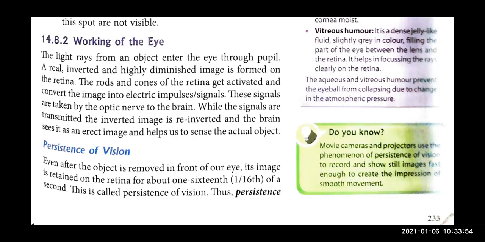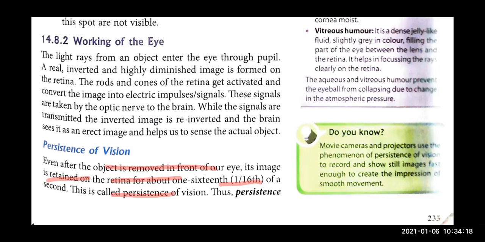So even after the object is removed from in front of your eye, the image is retained. The image is still there on the retina. For how long? Not for 5 to 10 minutes. It is for 1 upon 16th of a second. And this is called the persistence of vision.